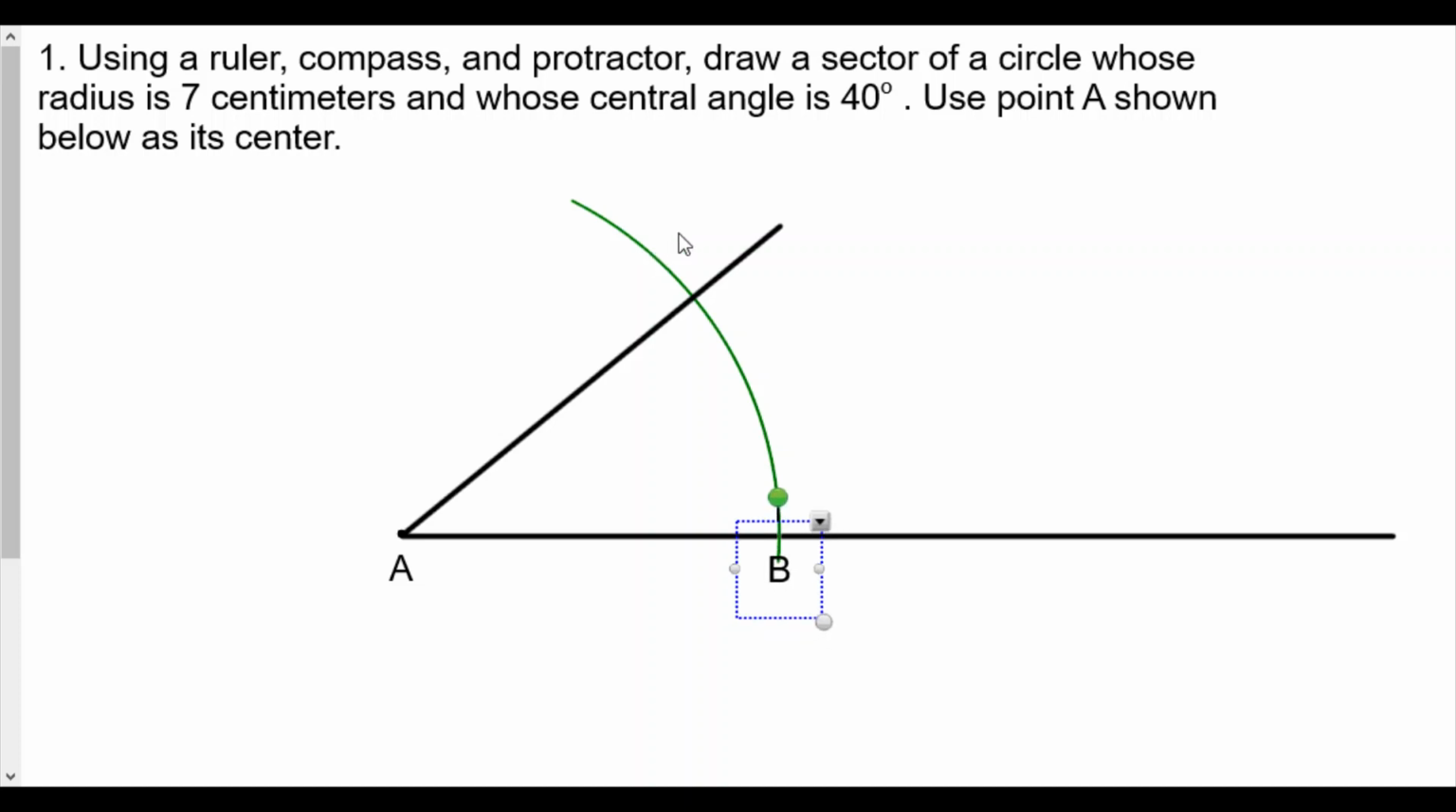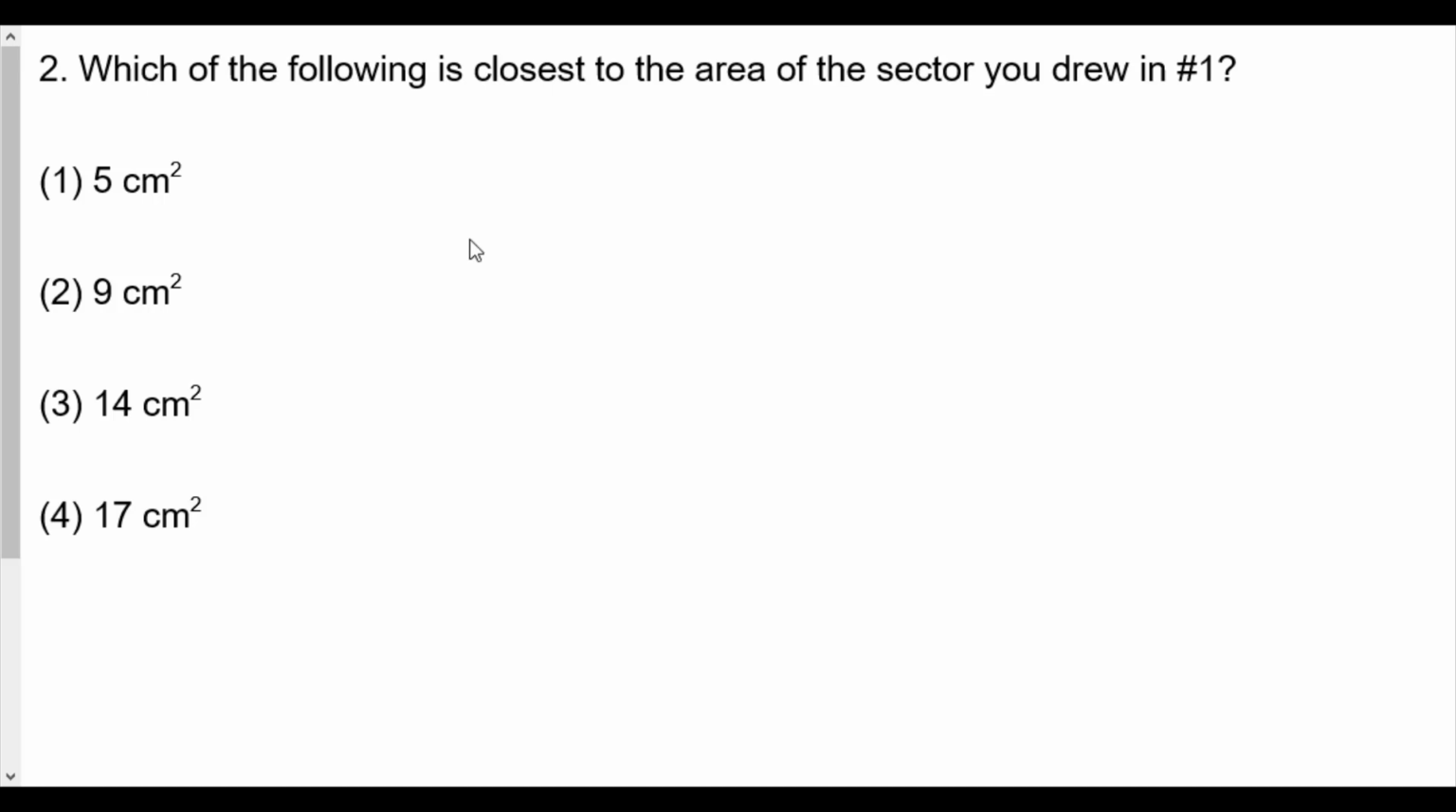Okay, and I'll call this point C. So, in this case the arc BC is going to enclose our sector, and we have the two radii AC and AB. All right, there you go. Now, part 2 is a follow-up to the question, and this question is going to be, which of the following is closest to the area of the sector you drew in question number 1?